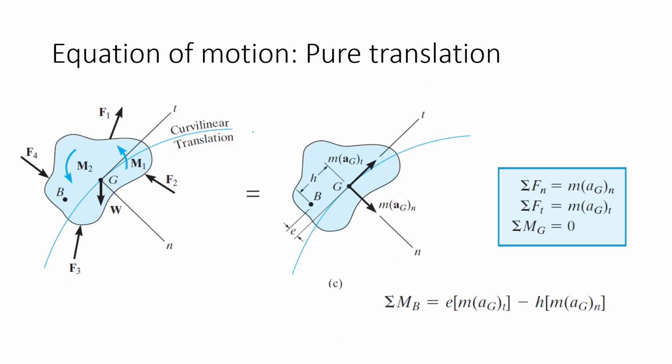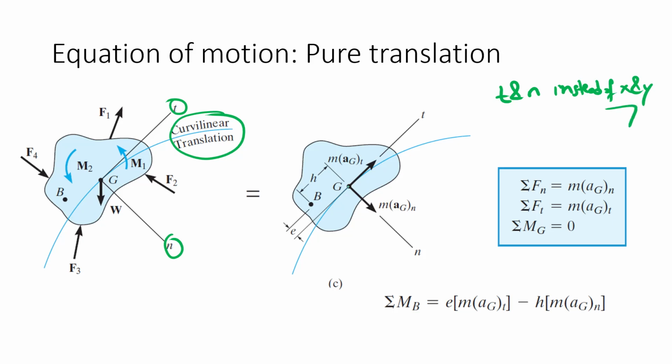What if you have a curvilinear path? In the curvilinear path, you will have a tangential and then normal acceleration. And then for this tangential and normal acceleration, again, the same principle, t and then n, we have instead of x and then y. The center of mass moves with acceleration of aGt, in normal direction aGn, and then these are the equations of motion that you will apply.